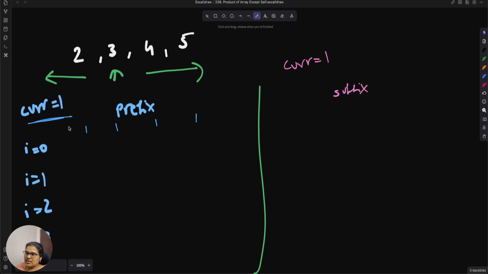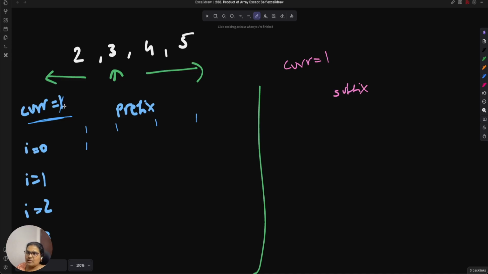So let's take a variable called current, which basically holds the product of all the elements till this point. When i equals 0, let's initialize it with 1. There are no prefixes for i equal to 0, so it will still be 1. But going forward, we need the product of all the values till this point.